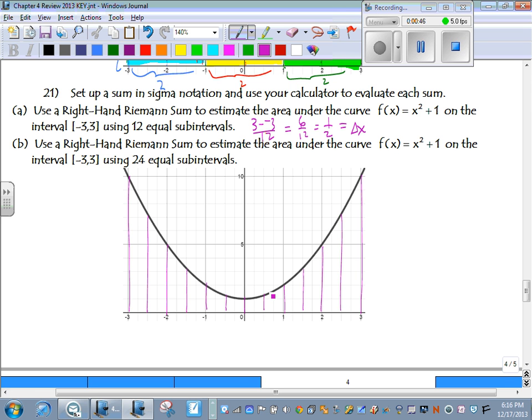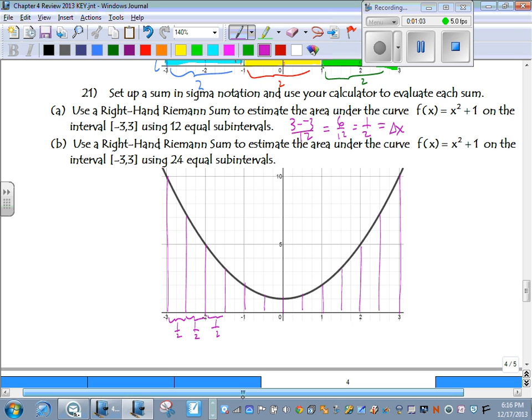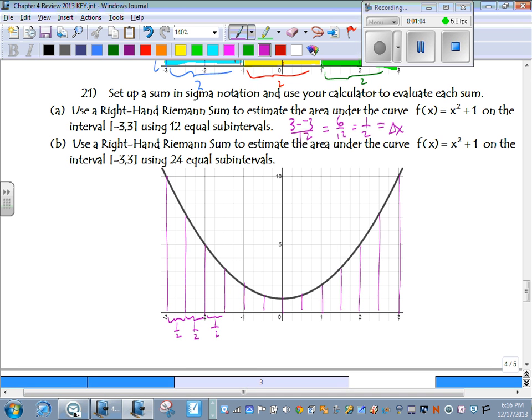Right, we have 12 subintervals there. Each one has a base of 1/2. So the directions ask us to set up a sum in sigma notation, then use our calculator to calculate it. What may help you to set this up is to look at the first 3 rectangles.